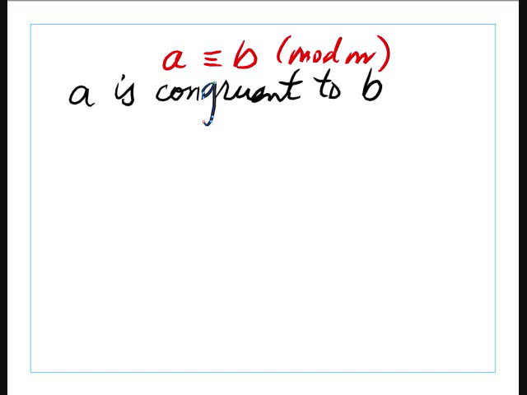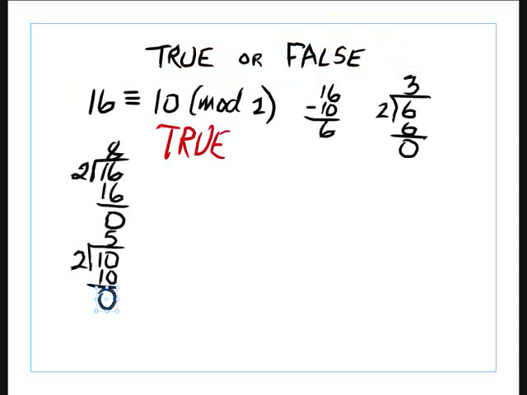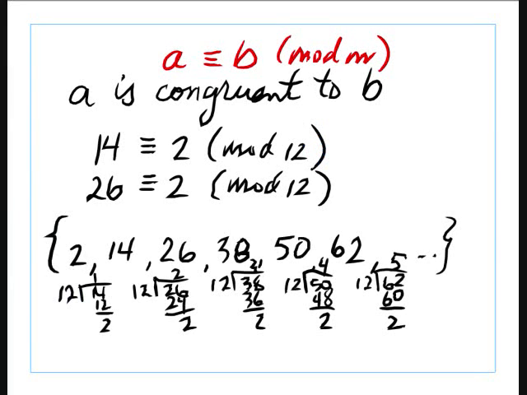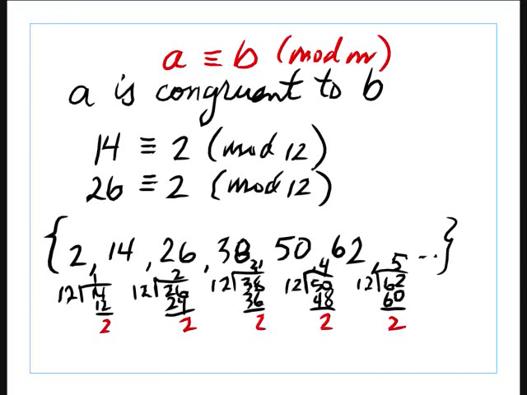The concept we're dealing with here is called congruence. A is congruent to B if, when you divide by the mod number, you get the same remainder. 16 is congruent to 10, mod 2, because when you divide by 2, you get the same remainder. 14 and 26 are both congruent in mod 12 because when you divide them by 12 you get remainder 2. In fact, there's an infinite set of numbers that when you divide by 12 you get remainder 2. Here are just a few of them.